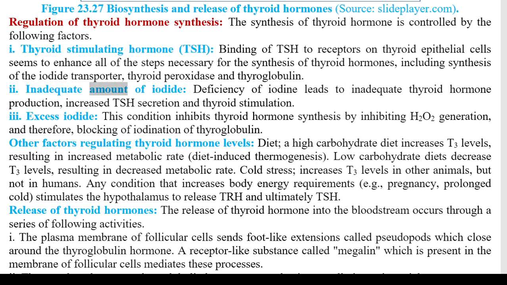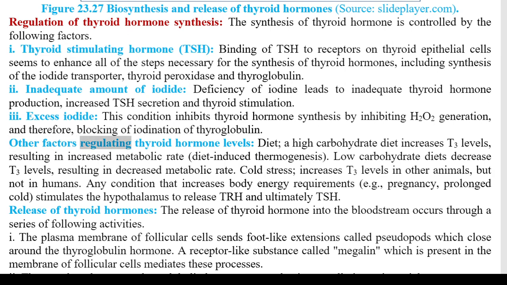2. Inadequate amount of iodide. Deficiency of iodine leads to inadequate thyroid hormone production, increased TSH secretion and thyroid stimulation. 3. Excess iodide. This condition inhibits thyroid hormone synthesis by inhibiting H2O2 generation, and therefore, blocking of iodination of thyroglobulin.